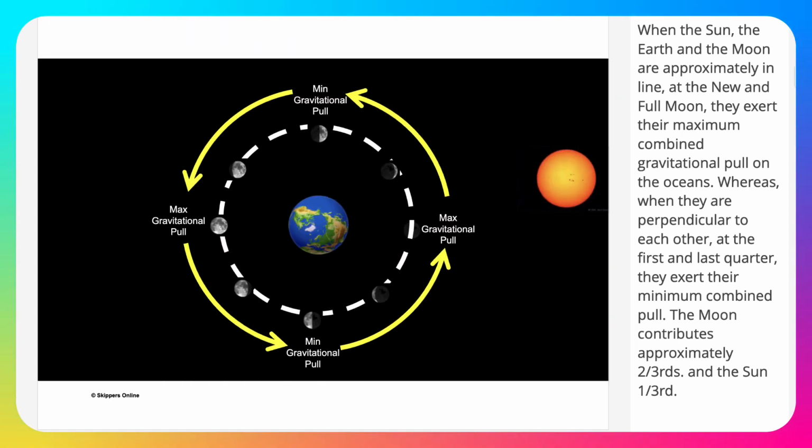When the sun, the Earth, and the moon are approximately in line, at the new and full moon, they exert their maximum combined gravitational pull on the oceans, whereas when they are perpendicular to each other, at the first and last quarter, they exert their minimum combined pull. The moon contributes approximately 2/3 and the sun 1/3.